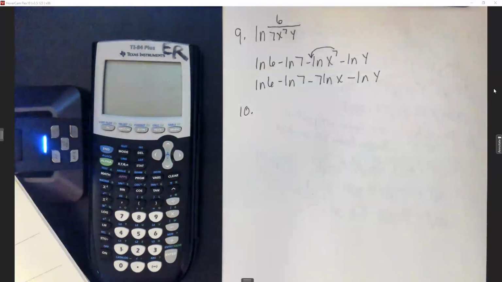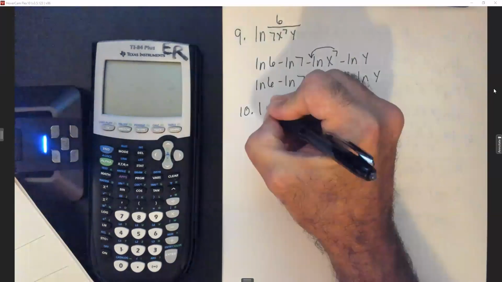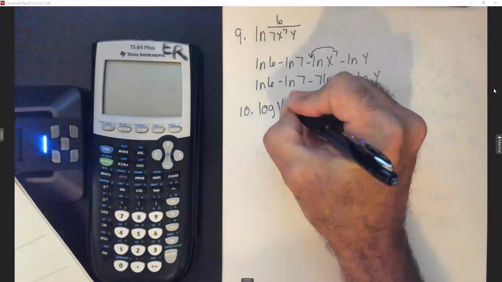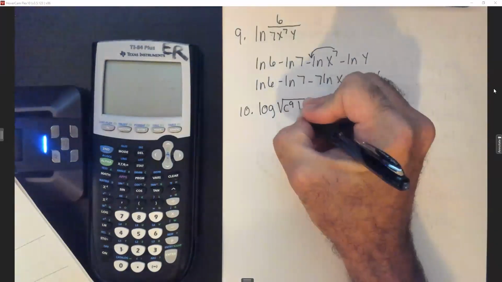Now I'm not gonna lie, this number 10 is a little tricky. I got log of a square root c to the 9th times a d.